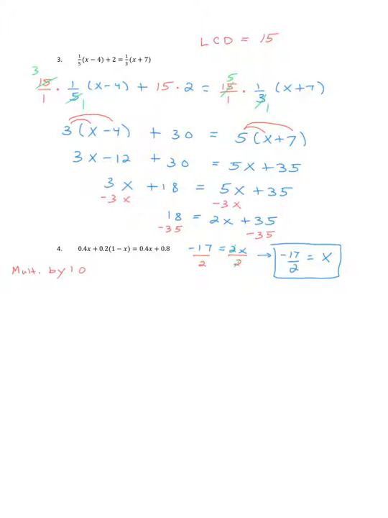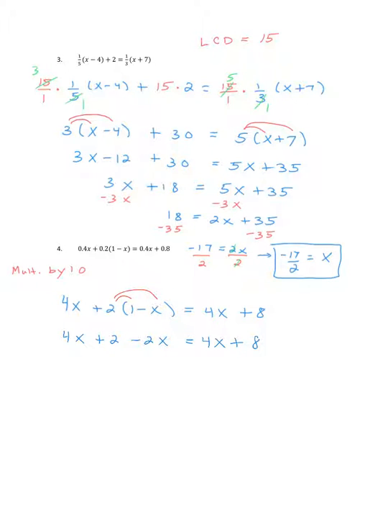Multiplying both sides by 10 changes the equation to this. 4x plus 2 times 1 minus x is equal to 4x plus 8. So all I did was multiply each of these numbers by 10. And in doing so, I got rid of all the decimals. So let's see, I know I'll distribute in the 2. So I get 4x plus 2 minus 2x is equal to 4x plus 8.